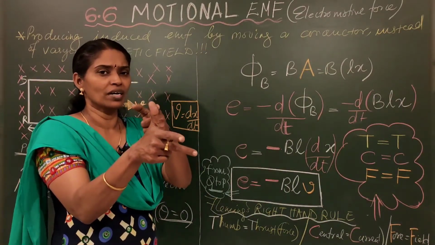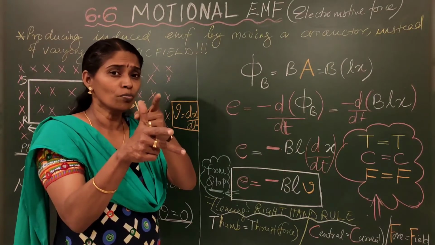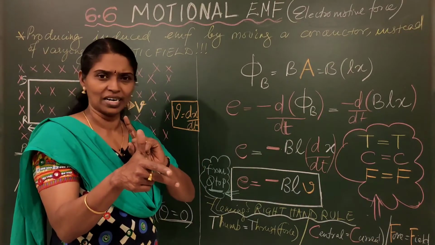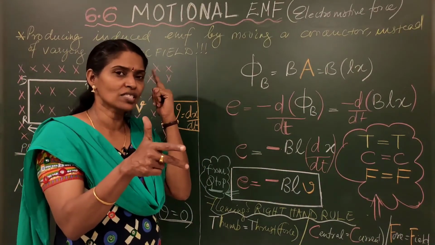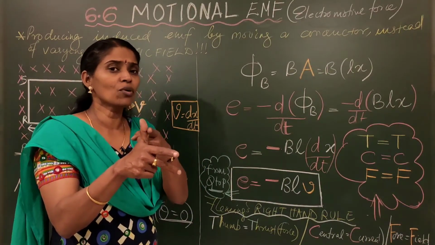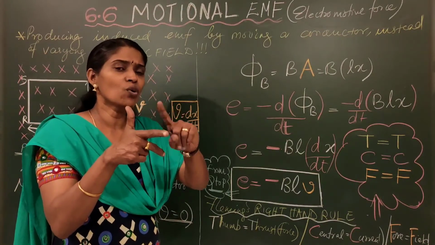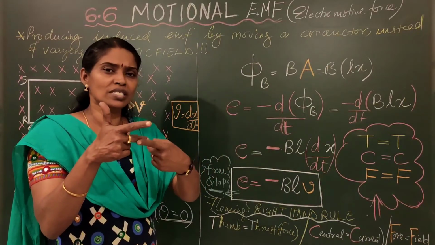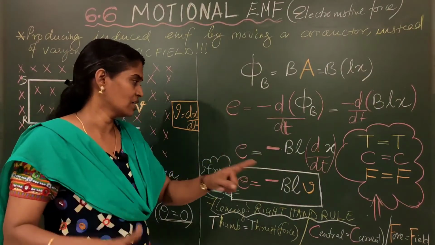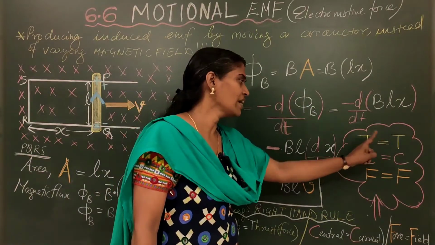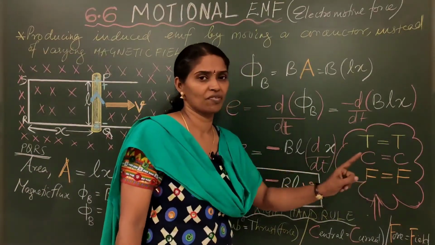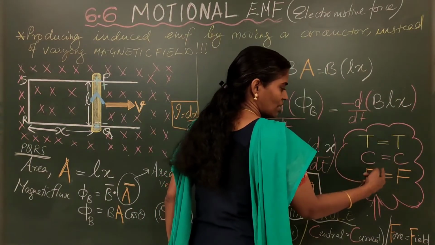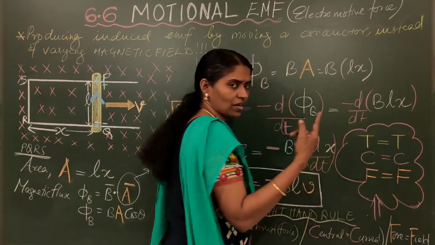And on the thumb, you make it as thrust. Thrust in the sense force or motion of the conductor. But mentally register the term thrust. T for thrust, F for forefinger for field, C for central finger for current. So the terms: T for thrust, C for current, F for field. Bear in mind, thumb, thrust, central finger, current, forefinger, field, right?